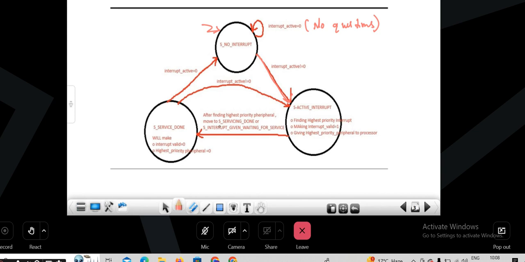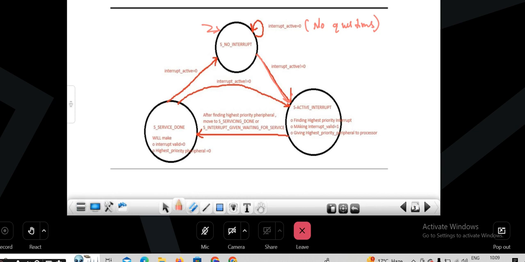The state active interrupt is nothing but 3'b010. This is nothing but state what? Service. Done. This state, what can I write? 3'b100. Did you understand how many states I have represented in 3 bits?